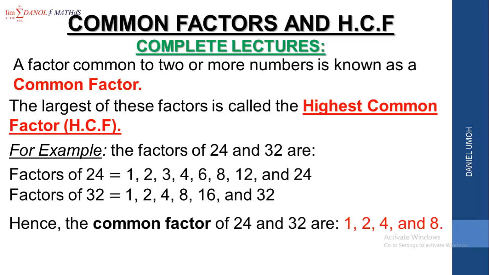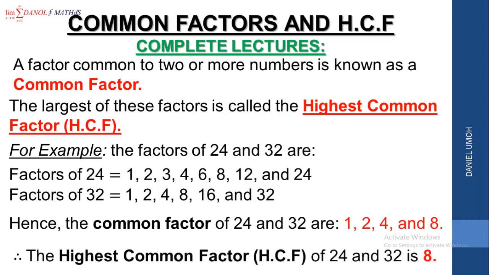So you can see that the common factors of 24 and 32 are: 1, because 1 is common among them; 2, 2 is common among them; 4, 4 is common among them; and 8 is common among them. So 1, 2, 4, and 8 are called common factors of 24 and 32. Then the highest among them is 8. So therefore, we say that 8 is the highest common factor. I hope you understand this.